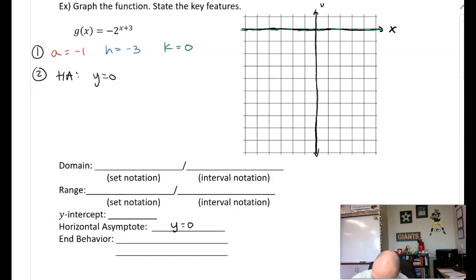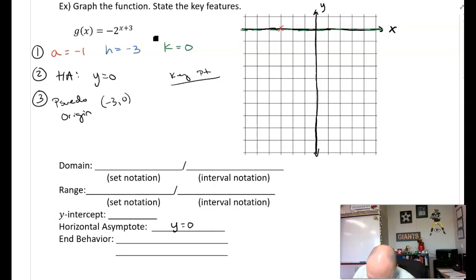Okay, here's our y-axis. All right, and again, step 3, I'm going to go ahead and place what I like to call my pseudo origin. This is where I graph all of my key points from, and again, that is h comma k, so negative 3 comma 0, which is right here. So I'm going to graph my key points from that location. And again, the key points that you want to plot for base 2 include (-1, 1/2), (0, 1), (1, 2), (2, 4), and if possible, (3, 8).